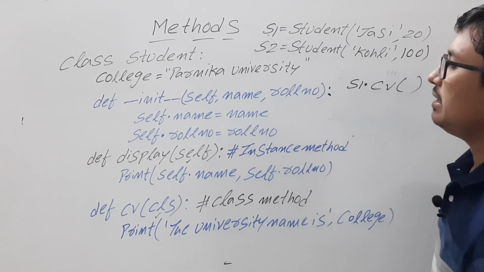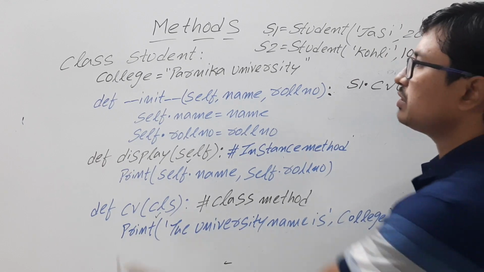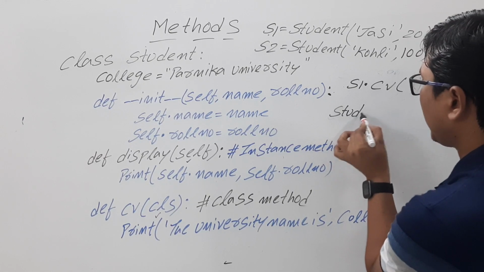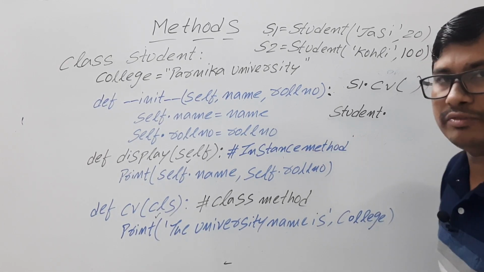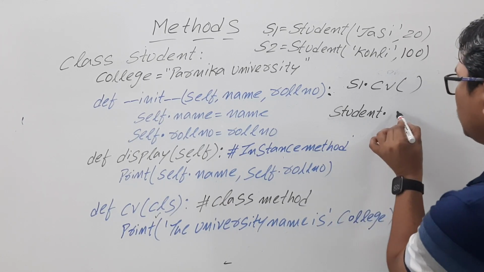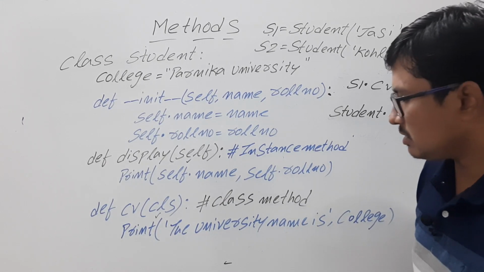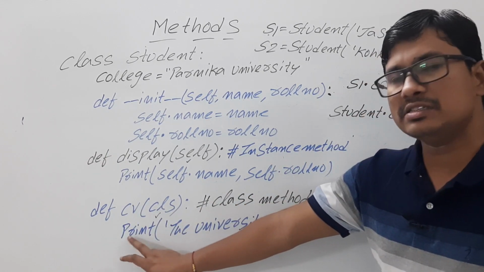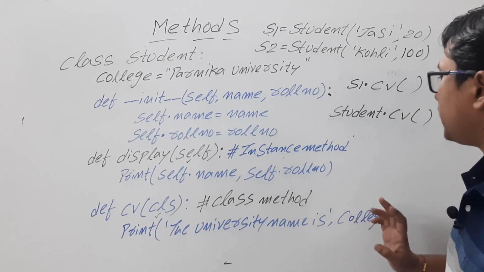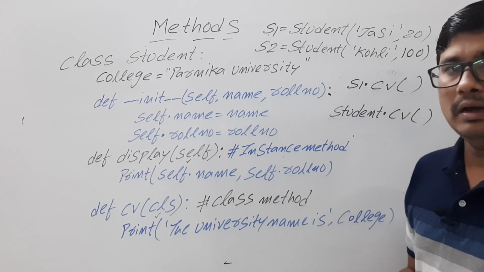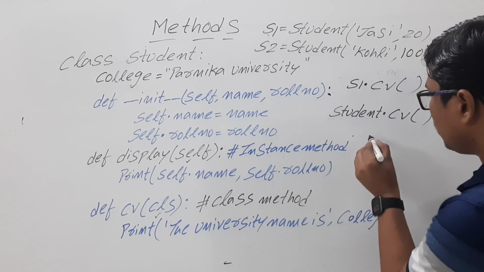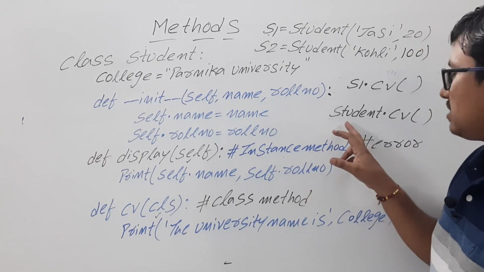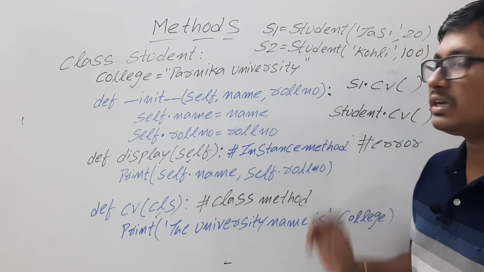Similarly, if I access the class method with the help of the class name, what is the class name? Here it is Student. If I try to access the class method called CV with the help of the class name Student, a lot of people will think we will get the same output, so it will invoke the class method CV and print the university name is Parnika University. That is what everyone will think. But this is not the correct output. Instead, you will get an error, meaning you cannot access the class method using the class name.